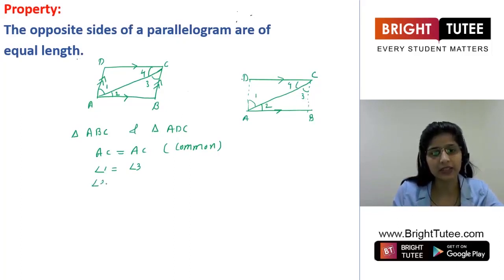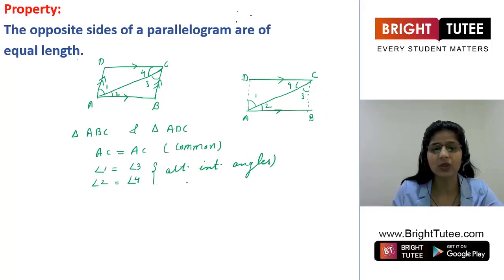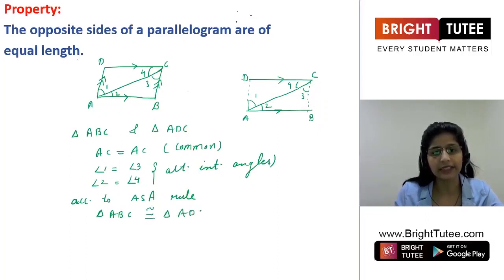Similarly, we can say angle 2 is equal to angle 4. The same reason we have for both. These both pairs are alternate interior angles. Right? So we have two angles equal and the included side as equal in both the triangles. What do we see from it? That according to angle side angle, ASA congruency rule, we can apply in this and prove that the triangle ABC is congruent to triangle ADC. Right?